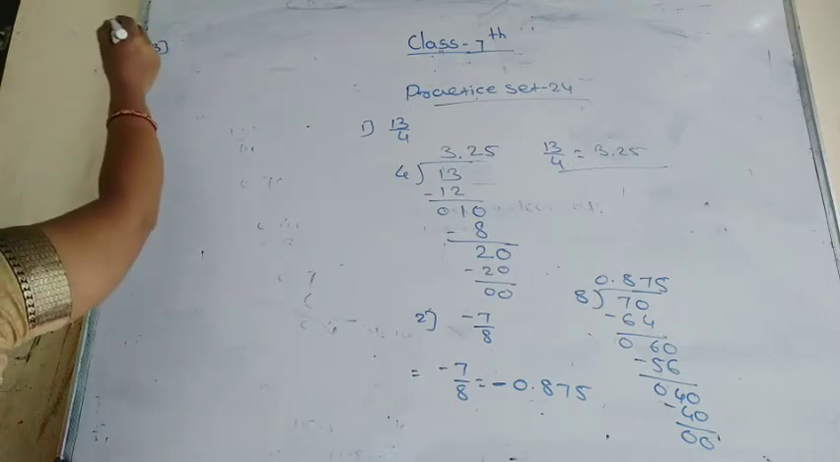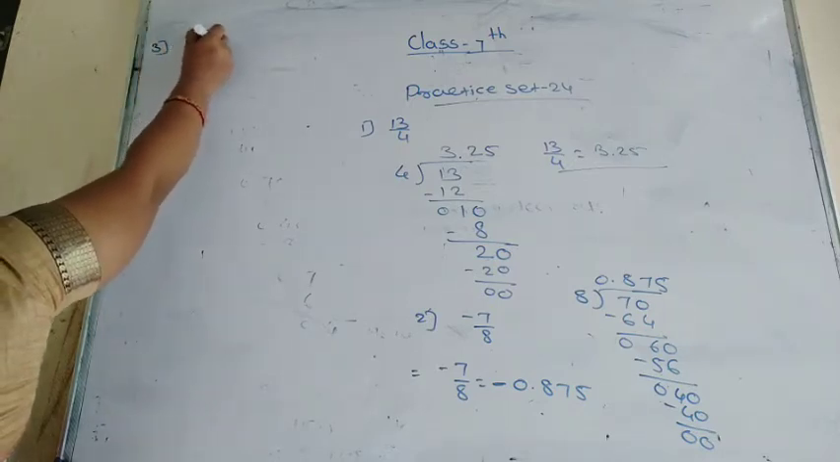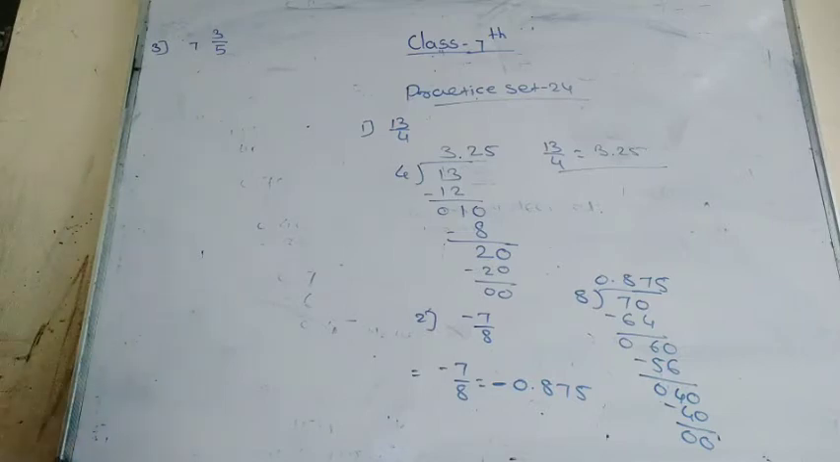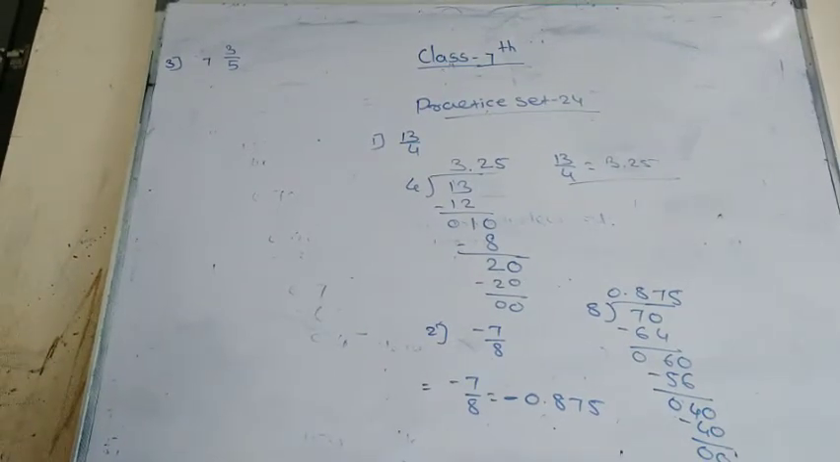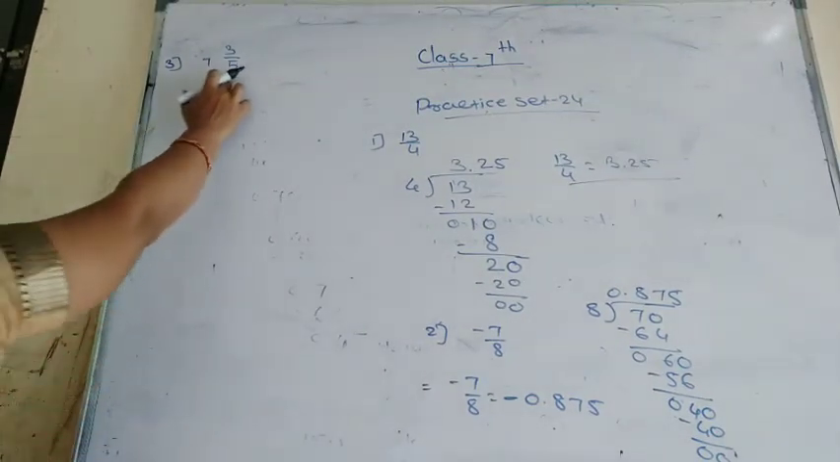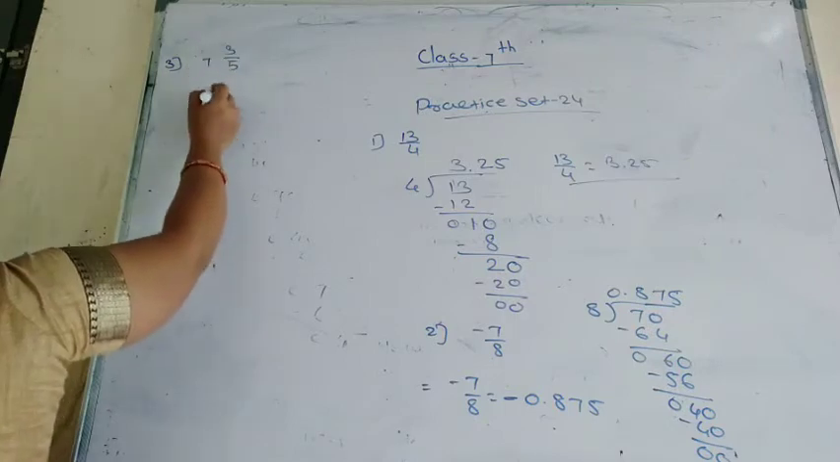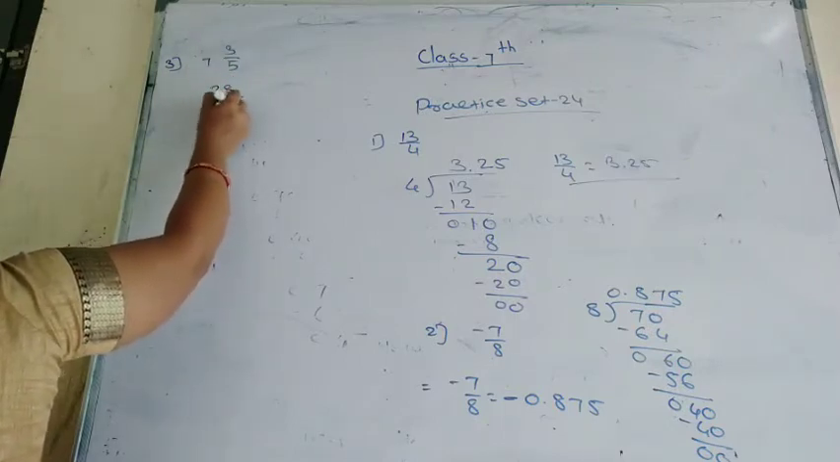Third number, 7 integer 3 by 5. Firstly, this is a rational mixed fraction. Convert this mixed fraction into an improper fraction. 7 times 5 is 35. 35 plus 3 is 38, divided by 5.